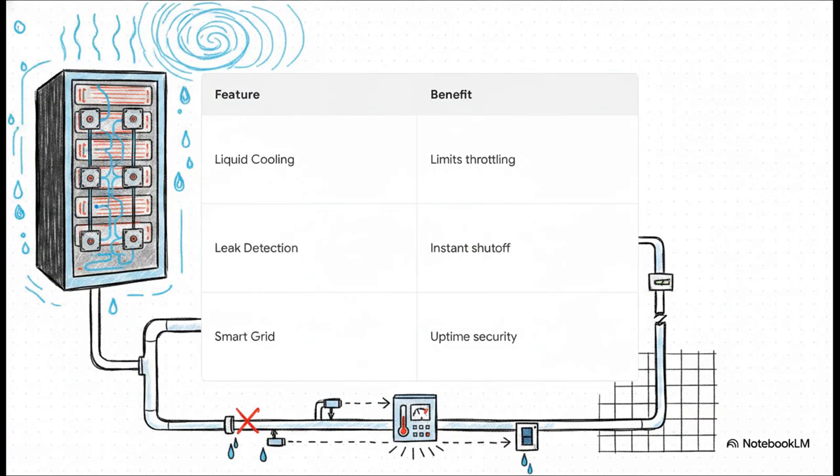And this deep integration is absolutely critical because AI nodes don't just run hot, they run hot enough to rival industrial ovens. Standard air conditioning simply can't keep up anymore. So liquid cooling is the new standard.